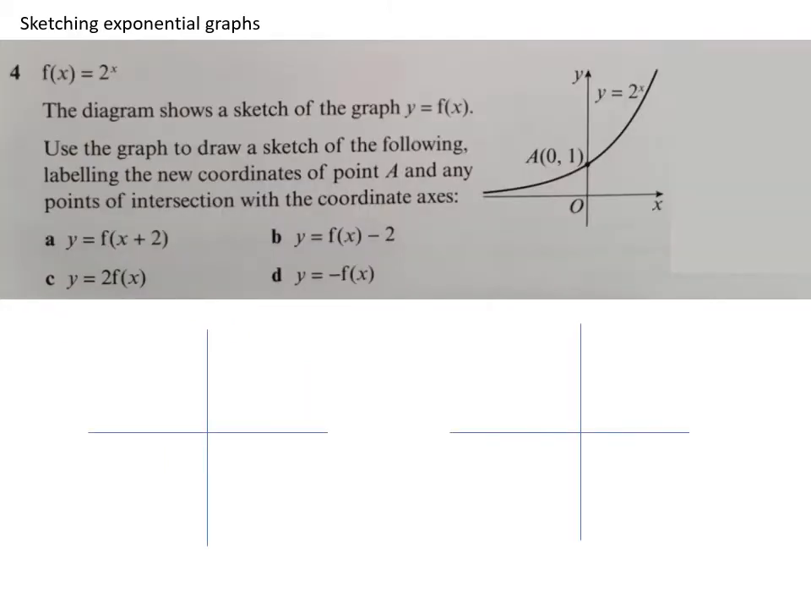So here we might have some graph sketches. Here I've got the function f(x) = 2 to the power of x, and we've got that drawn for us. It says use the graph to draw a sketch of the following, labelling the new coordinates of point A and any points of intersection with the coordinate axes. So these should be quite straightforward graph transformations. They're just applied to this new function.